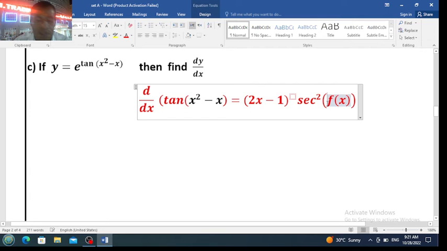This is the first derivative of exponential tangent x squared minus x.